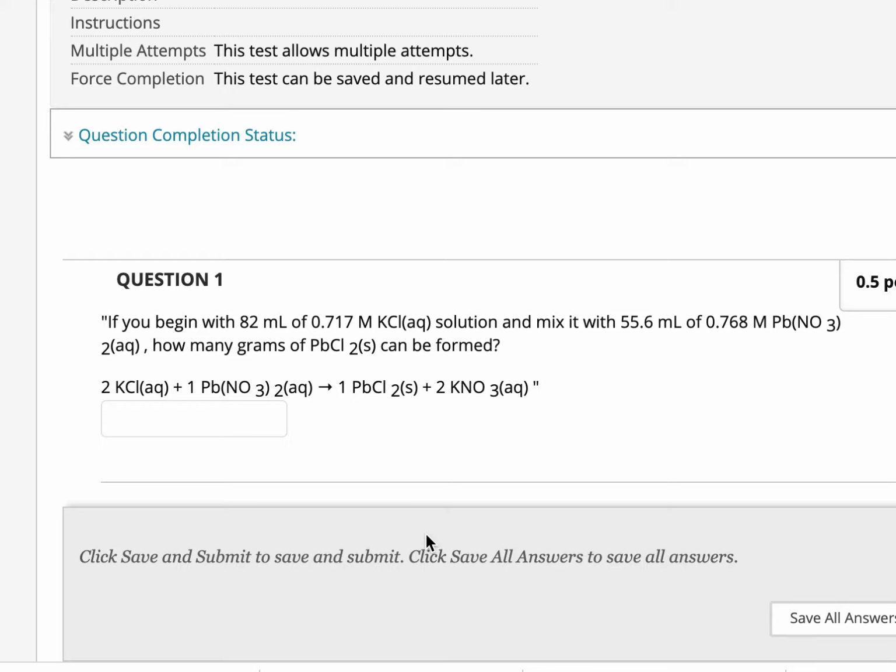milliliters of 0.717 molarity potassium chloride aqueous solution and mix it with 55.6 milliliters of 0.768 molarity lead nitrate. And this should be a 2. Due to the space, it got carried down to the next line. But how many grams of lead 2 chloride can be formed? And you've got your balanced reaction right here. Let me take some notes on this.